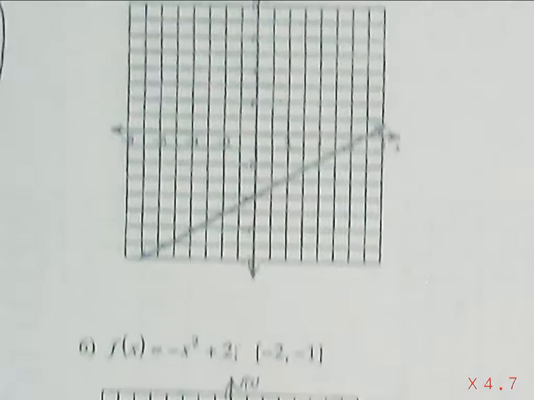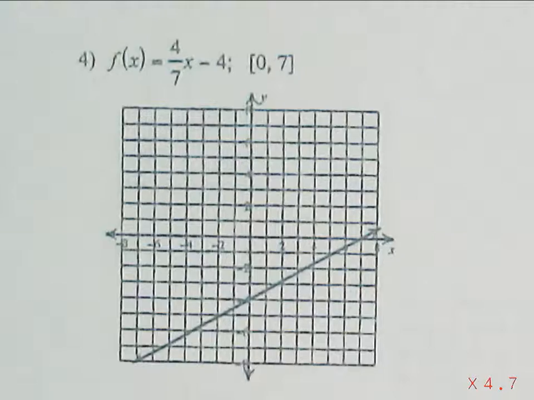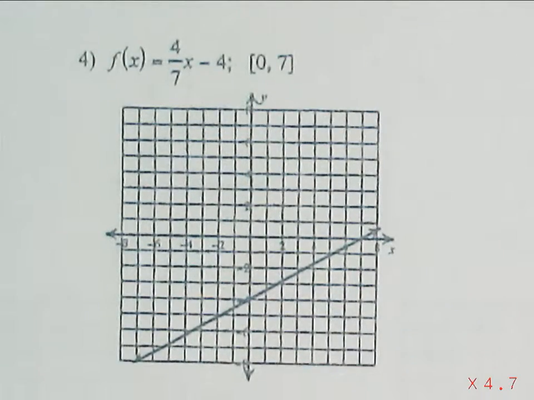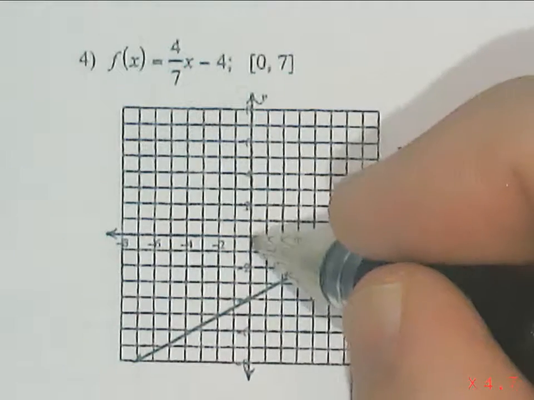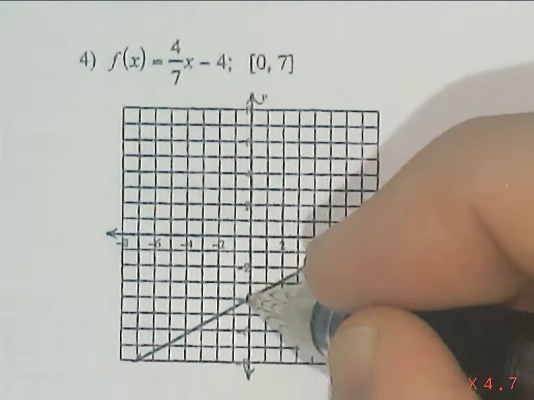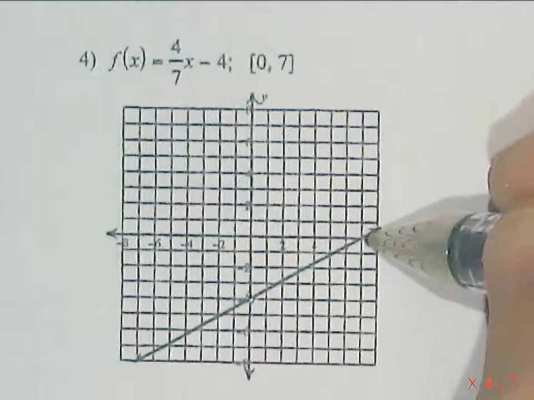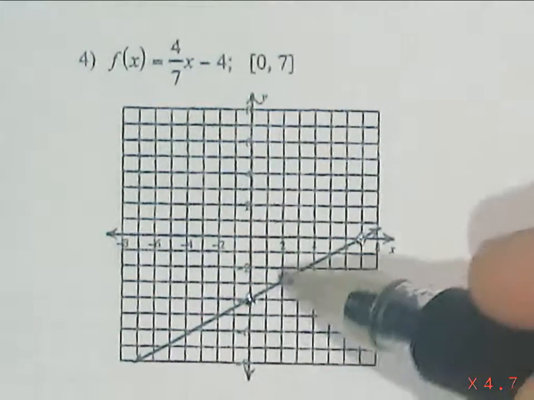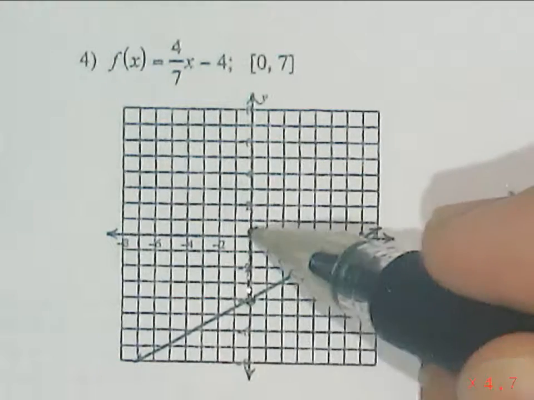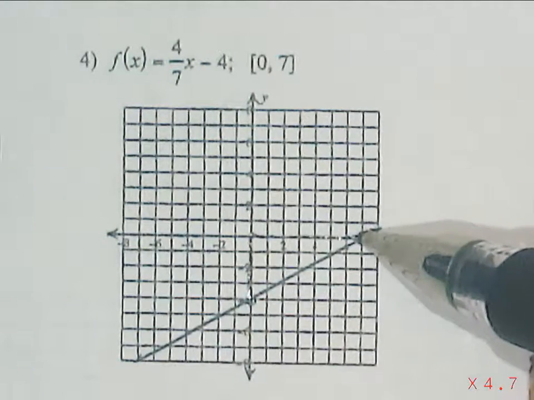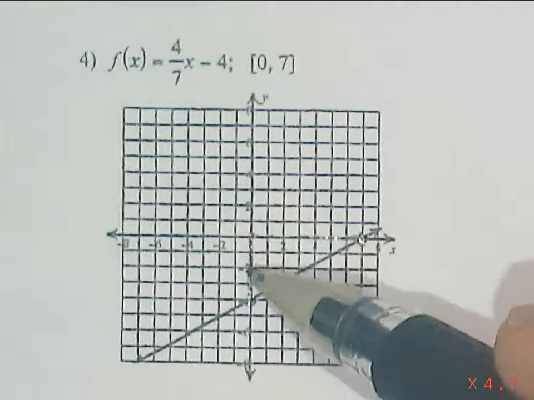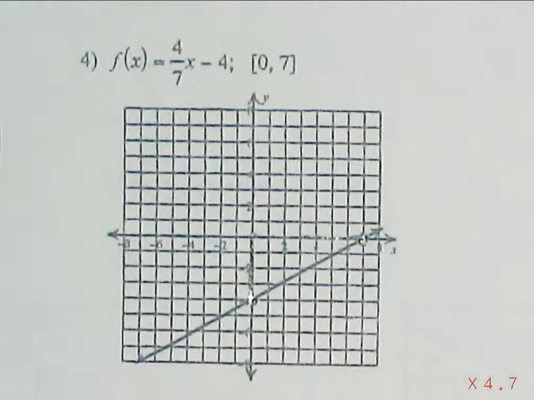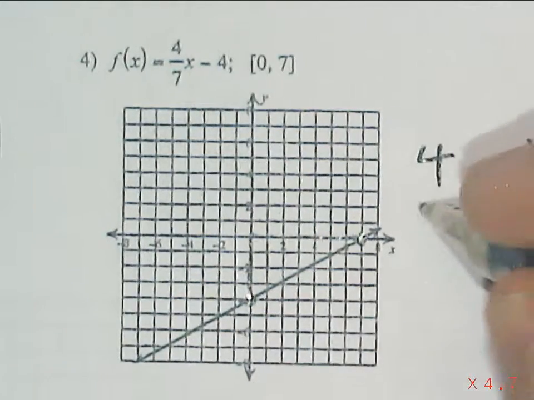Okay, let's look at another one. This one is a linear equation. And it wants me to figure out between 0 and 7. Oh boy. So I'm going to go to 0, put a point. Then I'm going to go over to 7, put a point. It's just right there on the x-axis. And I'm going to count how much I went up and how much I went over. So it looks like I went up 1, 2, 3, 4. And I went over 1, 2, 3, 4, 5, 6, 7. The slope would be 4 over 7.